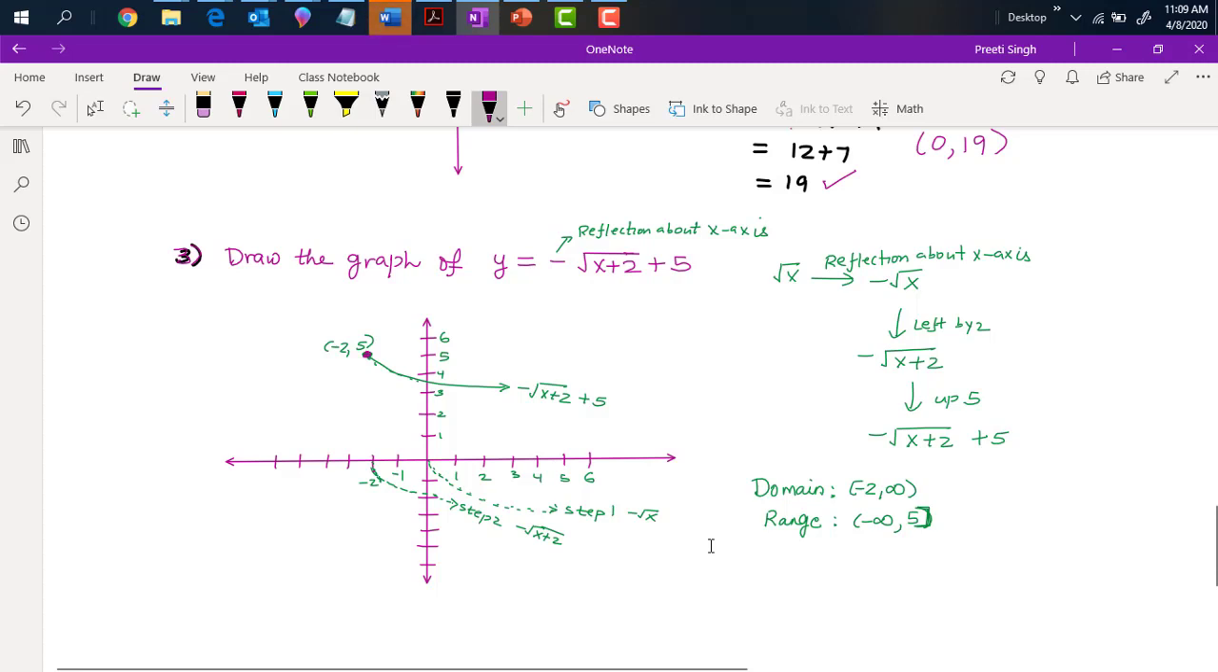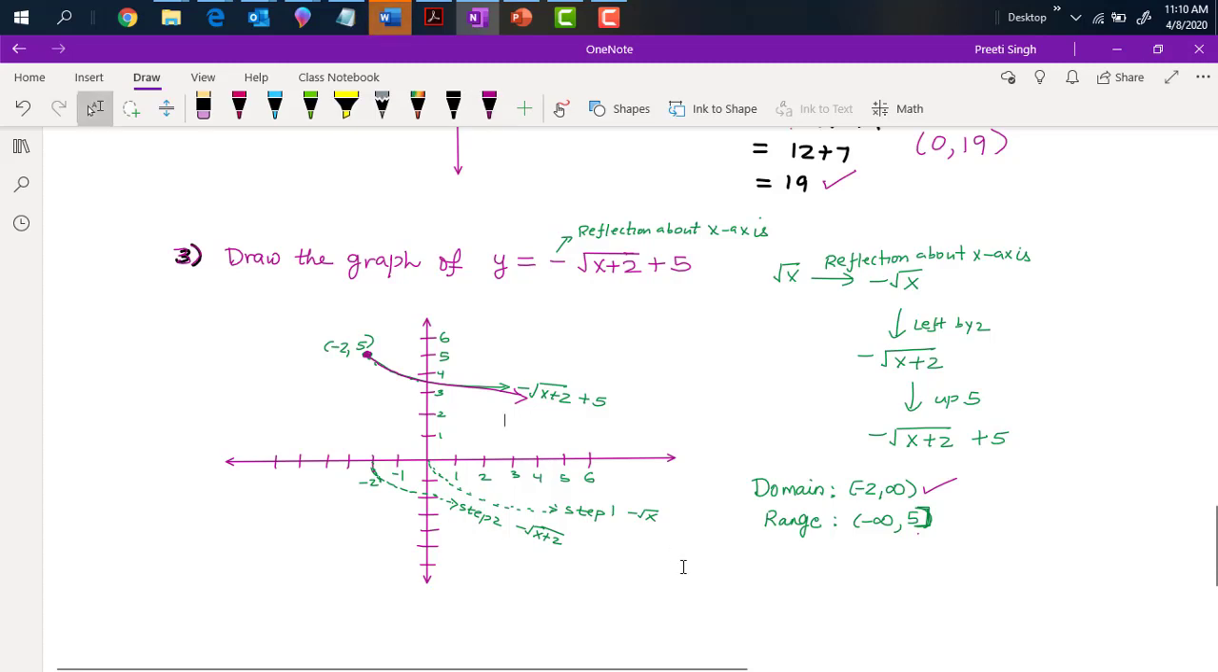Now this point right here is (negative 2, 5) because it has shifted left 2 and up 5. Now what is the domain of this function? As you can see, it starts from negative 2 now, so negative 2 all the way up to infinity. And the range, it goes down indefinitely, but the highest point is 5. So negative infinity to 5, because it's going down indefinitely. These kinds of functions are also called decreasing functions. It is decreasing in its domain. It's always going down. But we can cover that later.